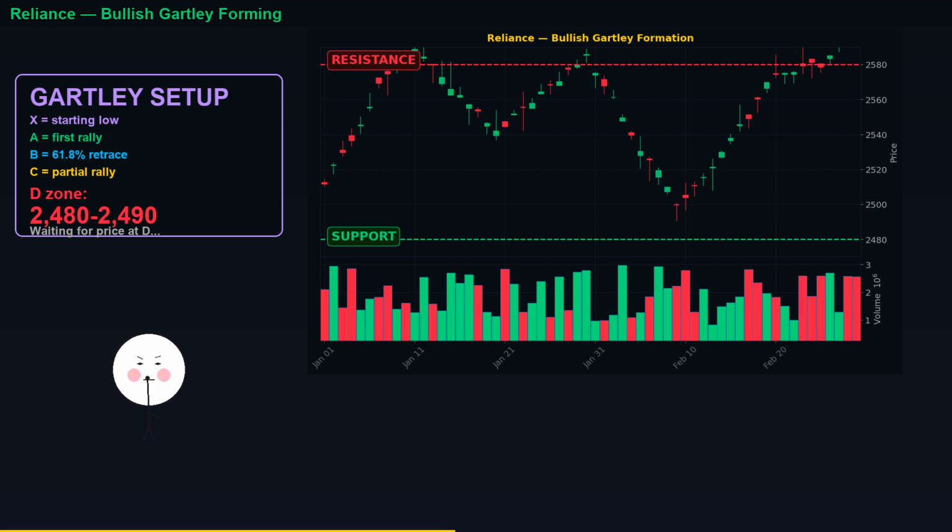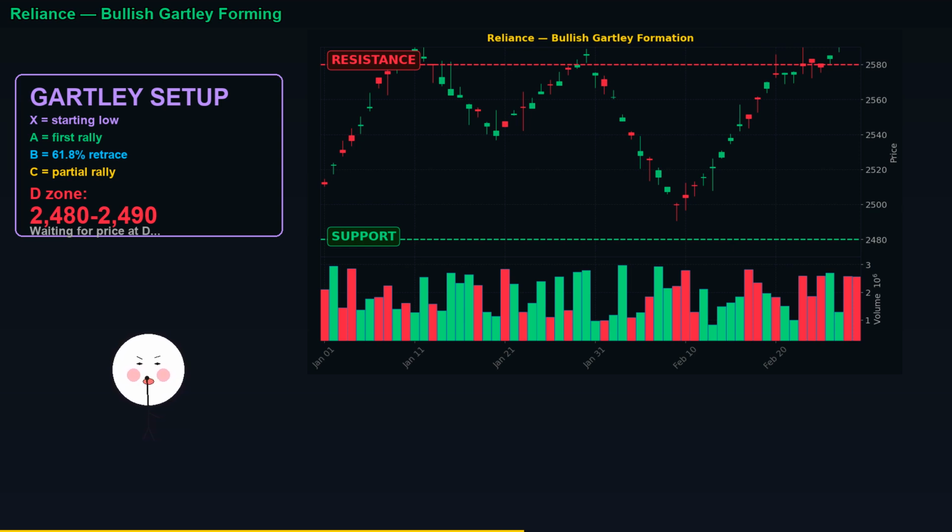Now let us look at a real example. Reliance. The chart shows a clear bullish Gartley forming. X is the starting low. A is the first rally up. B retraces to the 61.8 level of XA. C pushes back up but does not reach A. And now price is dropping toward D. The 78.6% retracement of XA puts the completion zone at 2480 to 2490. This is Rahul's entry zone.